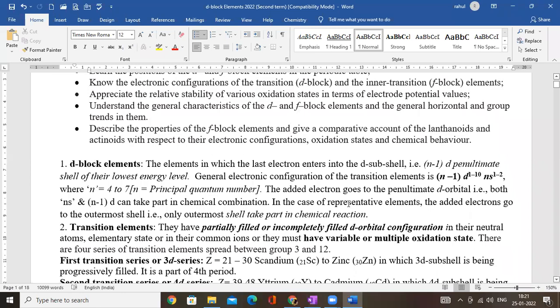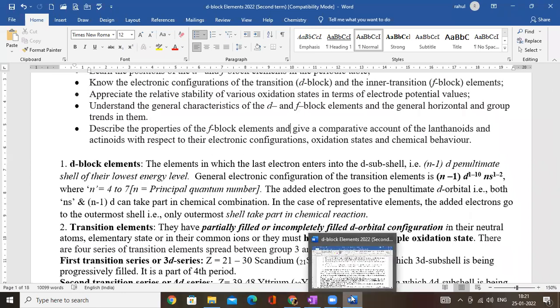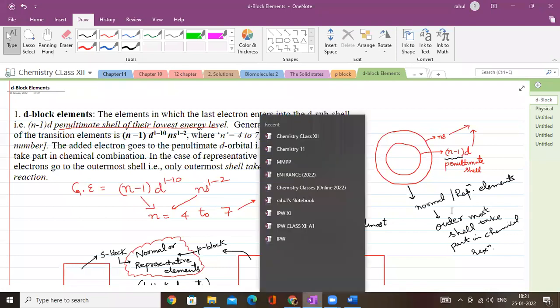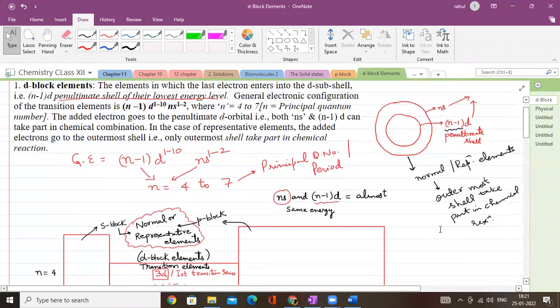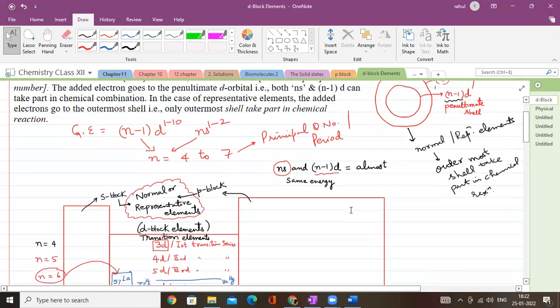If I compare the D block elements with the normal or representative elements, in the representative elements, that is S and P block elements, only the outermost shell can take part in chemical combination. But in D block elements, not only the outermost shell, but one inner to the outermost shell can also take part in chemical combination. That's why they are called D block elements. And as I said, they are intermediate, sandwiched between S and P block. Their properties are always in between S and P block. That's the point here.